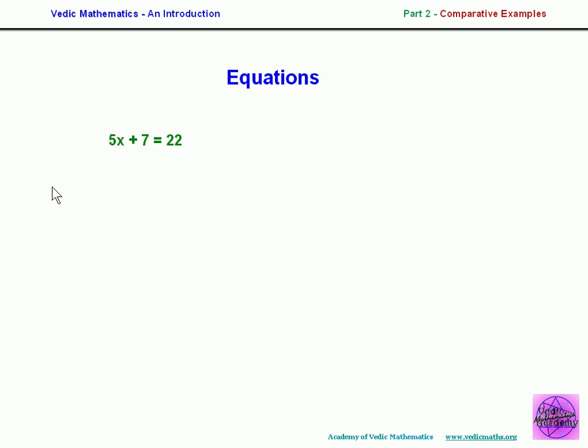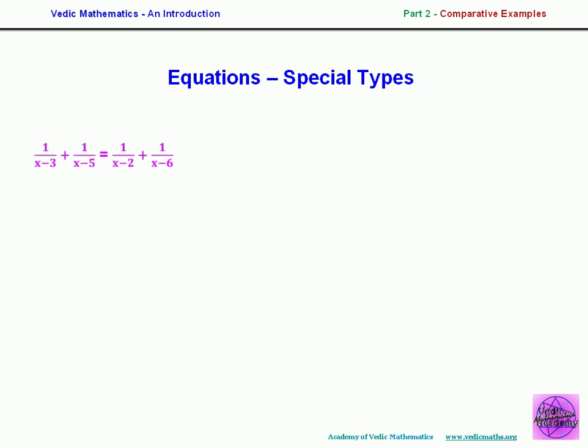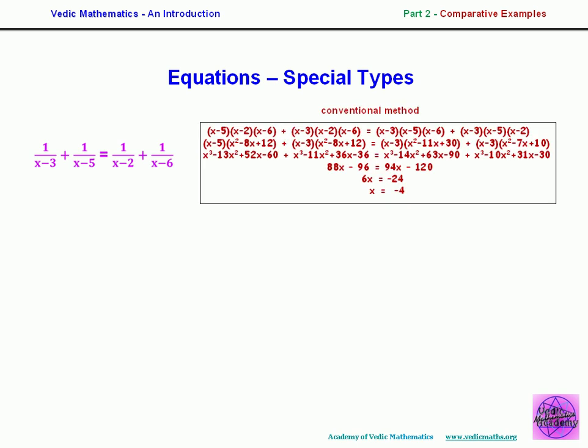Equations in general, in the Vedic system, we would favor getting the answer in one line, and so we would solve an equation like this in one go by subtracting the 7 and dividing by 5, and more complex equations too. There are various special types of equation in the Vedic system as well, which are not present in the conventional system. For example, to solve an equation like this, which is actually a special type, would require a lot of work in the conventional system.